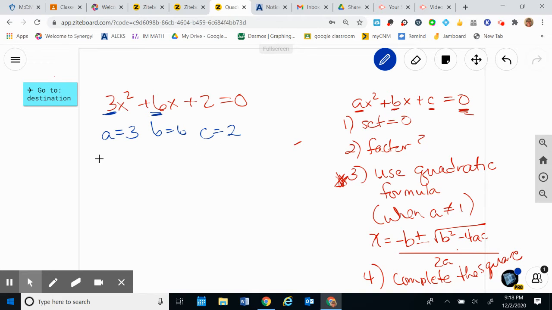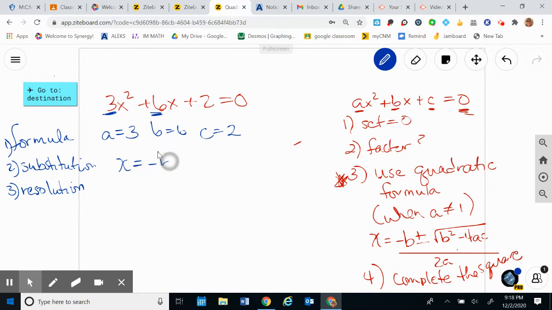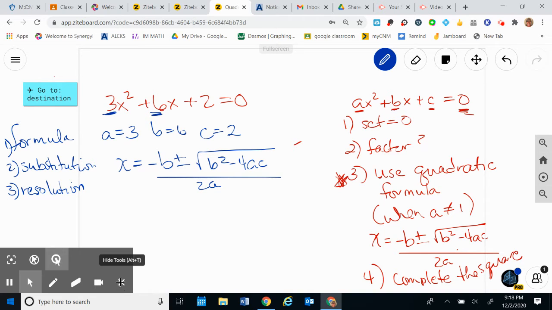First thing, I want you to do formula, substitution, and then resolution. I keep saying this over and over again. I cannot tell you how much this will help you if you're not lazy. Just write the dang formula. It won't hurt you. X is equal to negative b plus or minus the square root of b squared minus 4ac all over 2a. Now plug it in.